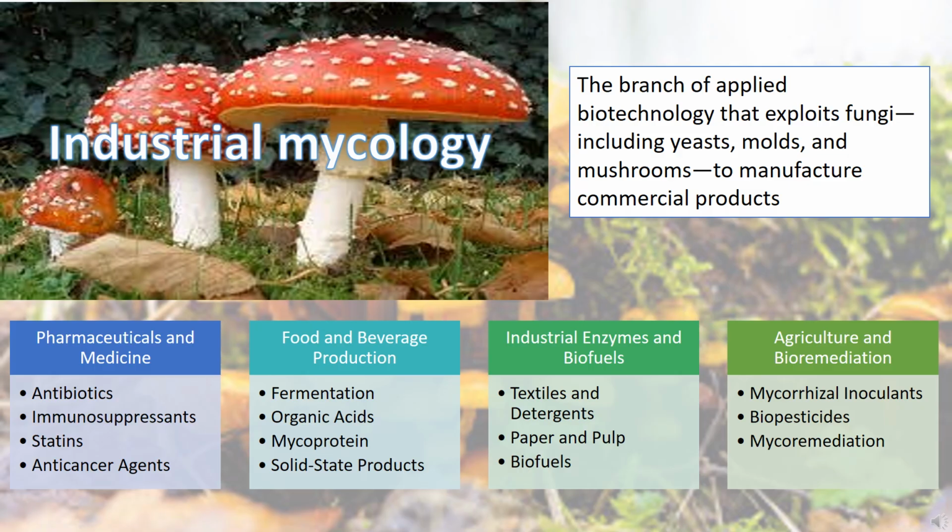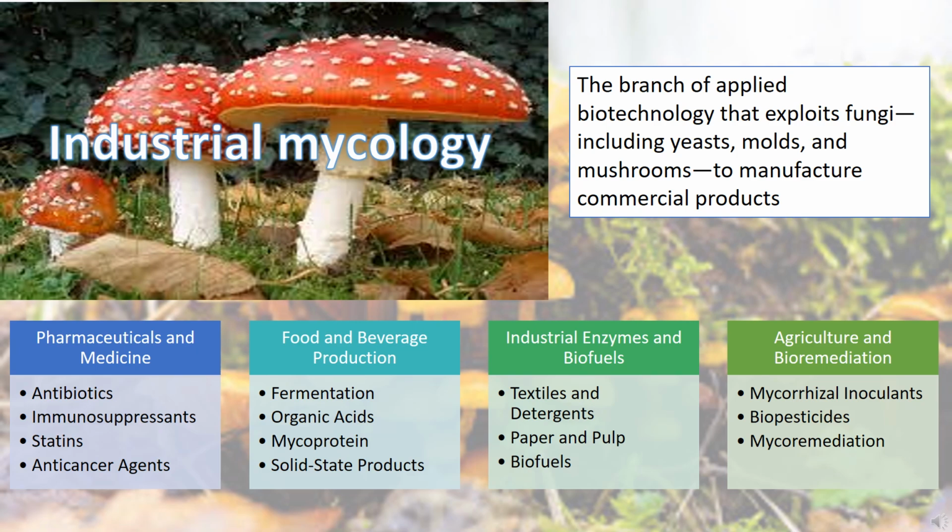Antibiotics. Penicillium chrysogenum is used to mass-produce penicillin, while other fungi yield cephalosporins. Immunosuppressants. Cyclosporin A, derived from Tolypocladium inflatum, is critical for preventing organ transplant rejection. Statins. Lovastatin, produced by Aspergillus terreus, serves as a frontline treatment to lower blood cholesterol. Anticancer agents. Fungal systems are continually screened to discover novel tumor-inhibiting compounds.